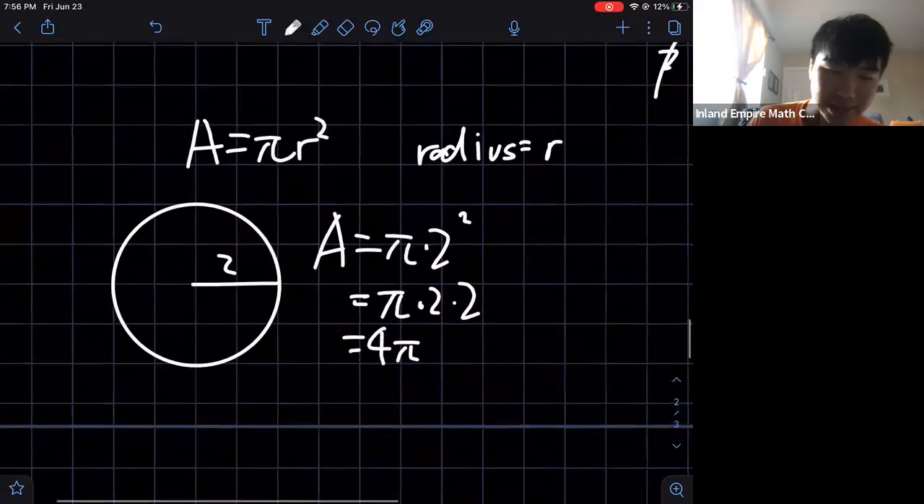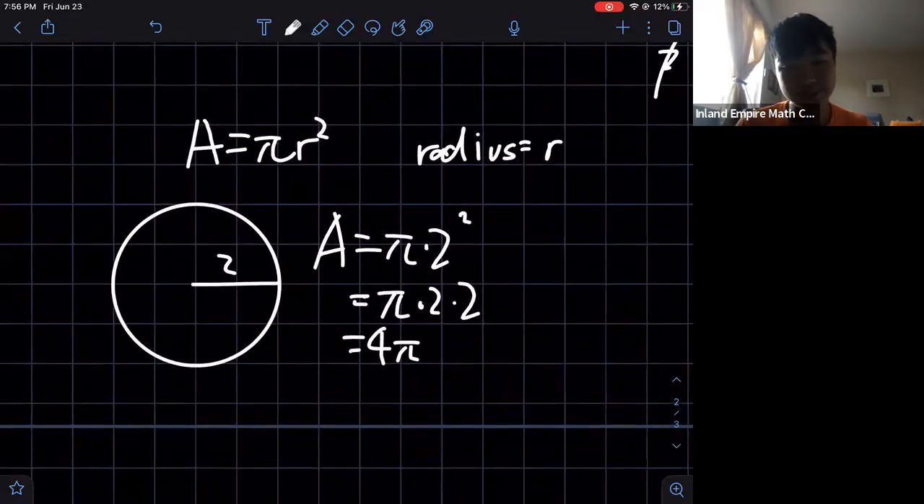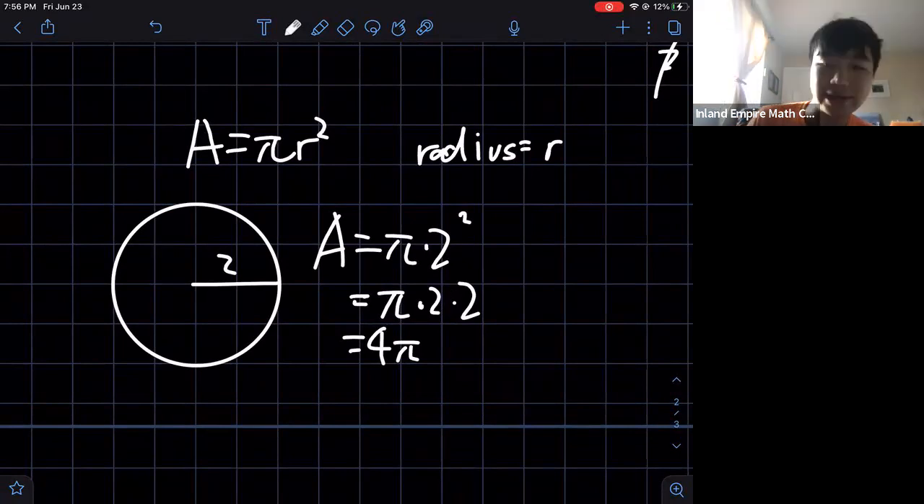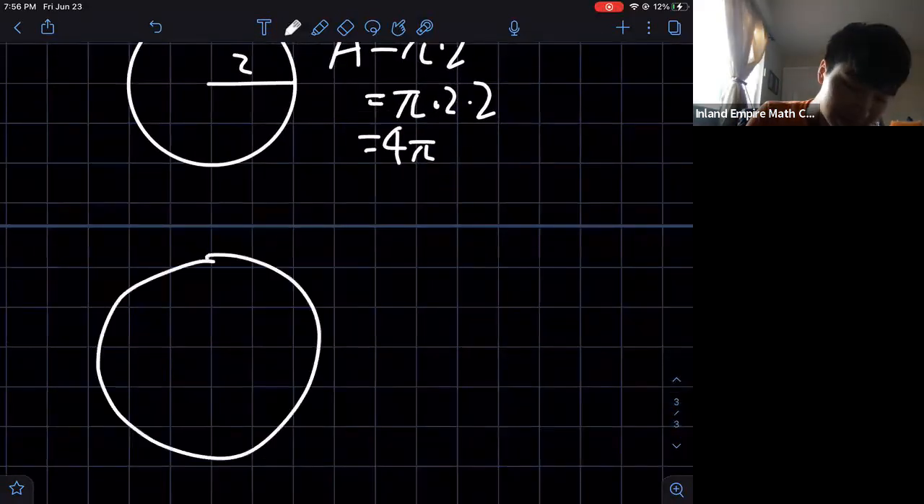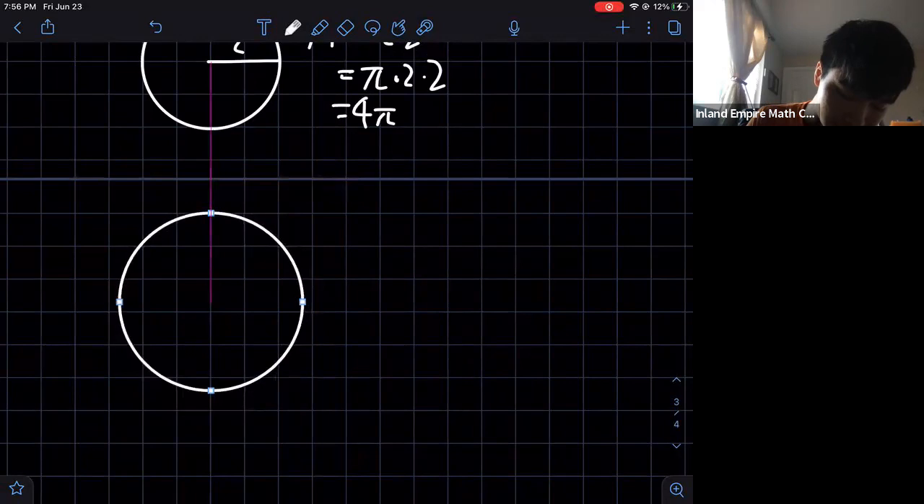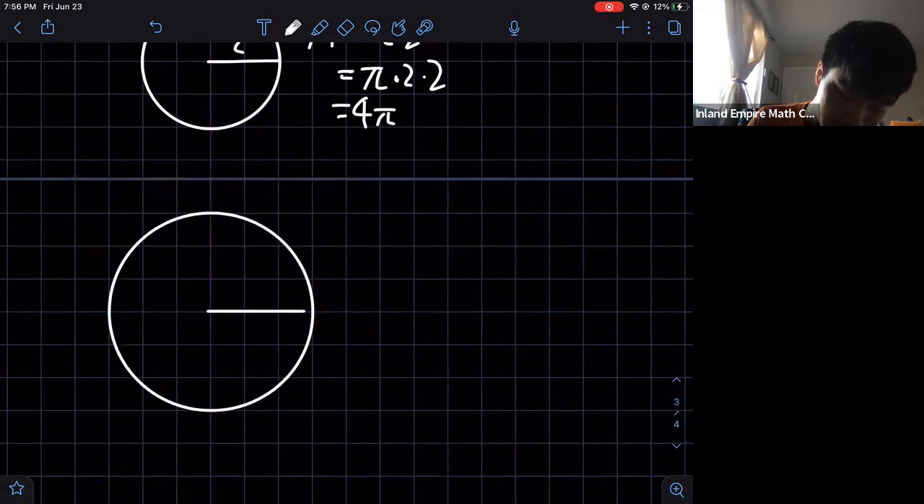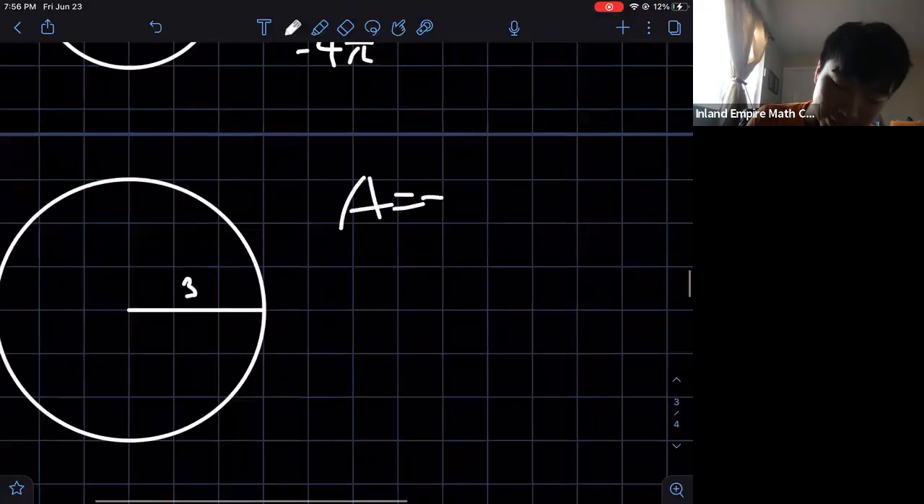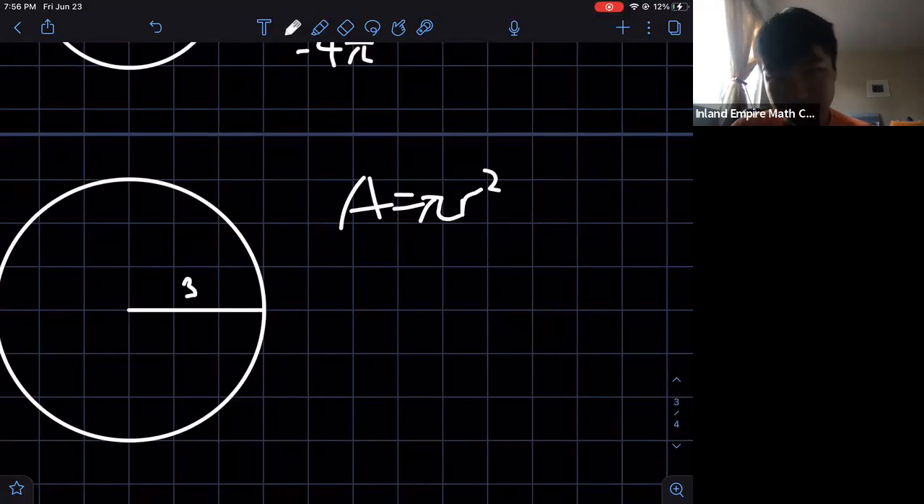So knowing this formula, A equals pi r squared, we can figure out the areas of all kinds of circles. If we have a radius of, say, 3, a big circle like this, then we can figure out the area of this circle using the area equals pi r squared formula. So does anyone want to give it a shot here using the formula pi r squared? What the area is.